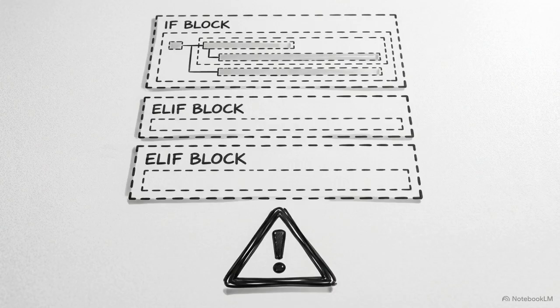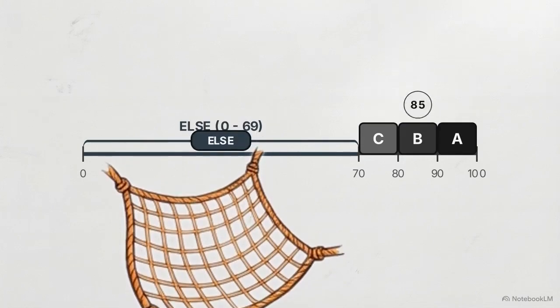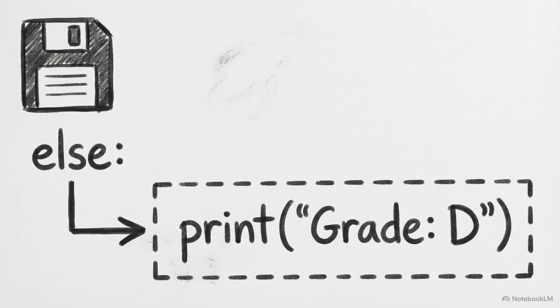Finally, we need a way to capture any score that didn't meet the requirements for an A, B, or C. The else statement acts as a safety net. It catches any data point that drops through our previous rules without finding a match. Unlike our previous lines, else does not need a mathematical condition. Its only job is to handle the leftovers, so we just follow it with a colon. Under this final indent, print grade D.